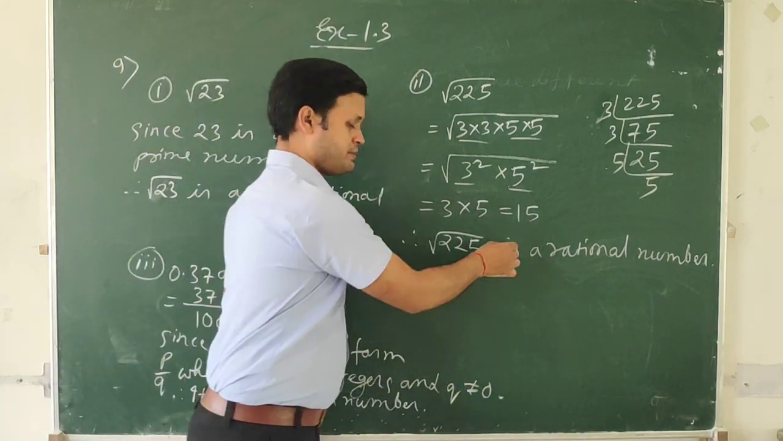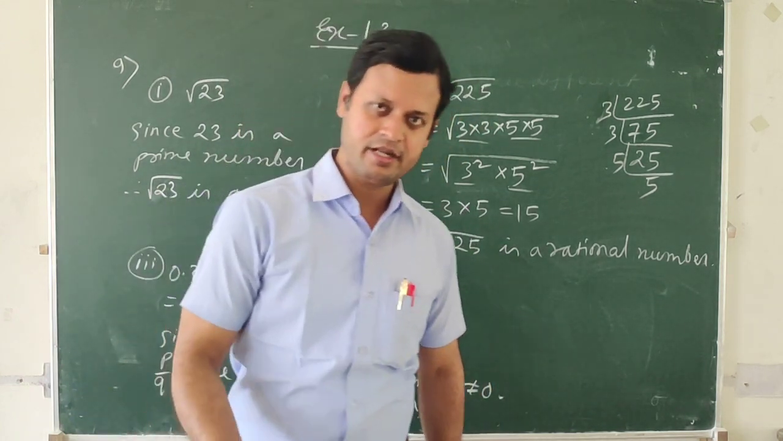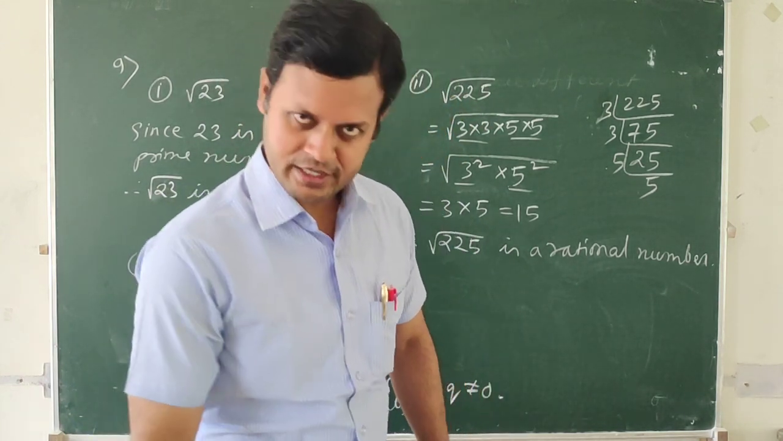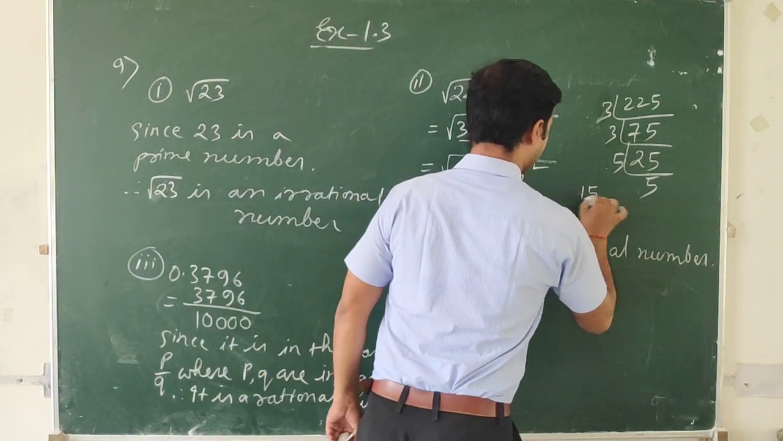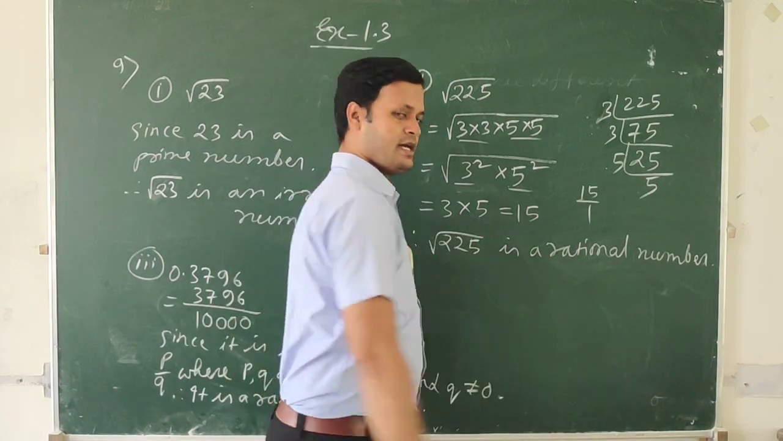So therefore 15 is what kind of number? 15 is a rational number, isn't it? Because 15 can be written in the form 15 by 1, p by q form, isn't it? Therefore, root over 225 is a rational number.